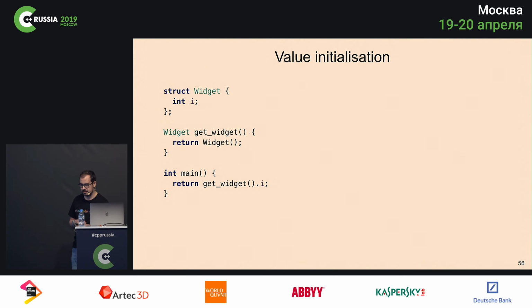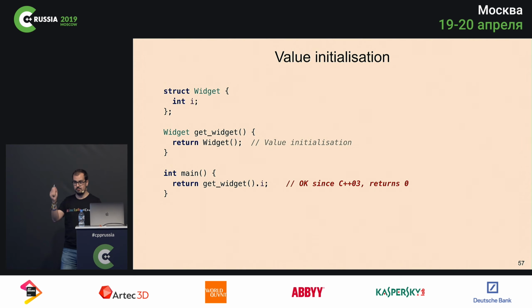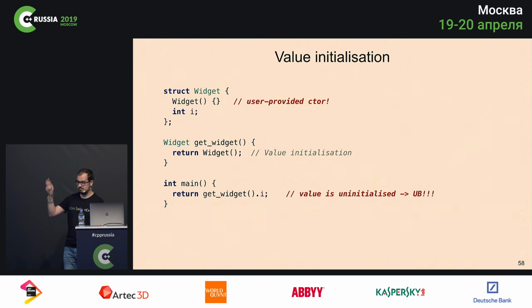OK, what's going on here? What is this going to do? So we have a function that value initializes a new widget, and then returns that widget, and then you access a member of this value initialized widget in the return statement at the bottom. What is this function going to do? Zero, correct. Since C++03, this is OK, and this returns zero, because why? Exactly, because there is no user-provided default constructor, which means if you write a user-provided default constructor, then you break your program, and now it's undefined behavior, because now it's going to call the user-provided default constructor. That's not initializing I, undefined behavior.